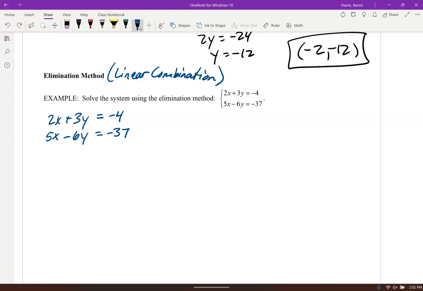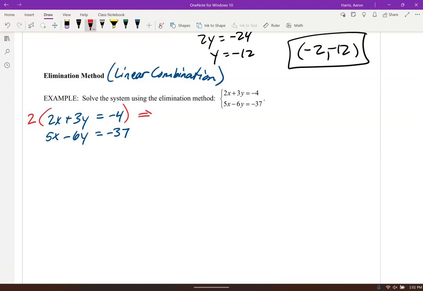And I'm going to go ahead and I'm looking at the y. Notice on the bottom I have a negative 6y right here. So if I can get this top one to be a positive 6y, when I add them up, I'll eliminate it, right? So what do I need to multiply 3y by? 2, exactly. So let's multiply this by 2.